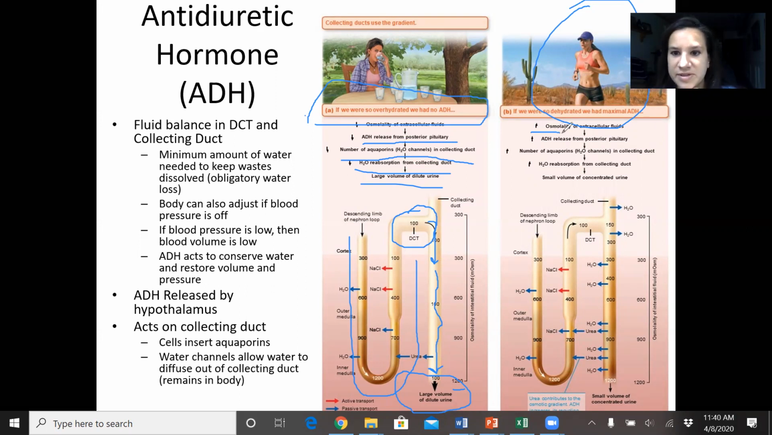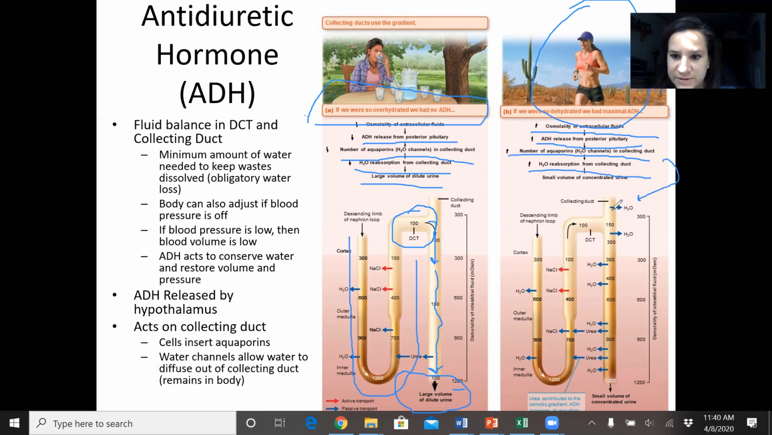This is going to increase the osmolality of extracellular fluids. Again, 300s are normal, so maybe we're just a little bit above that. That will stimulate ADH release from the posterior pituitary. That will increase the number of aquaporins in the collecting duct, and that will increase water reabsorption.